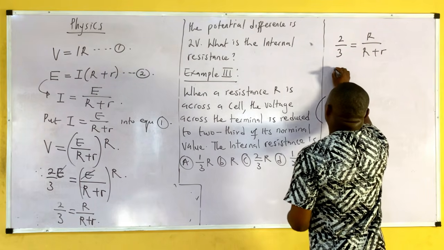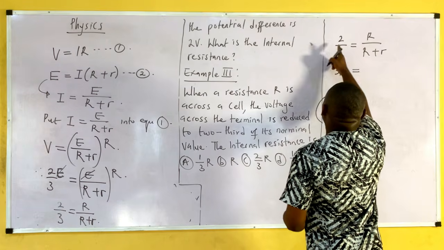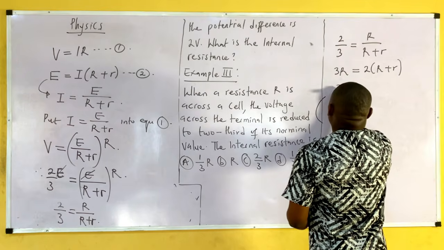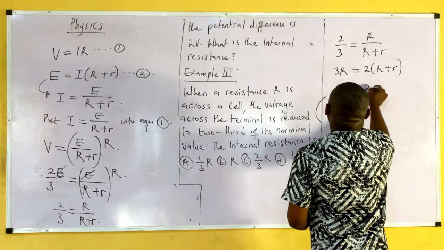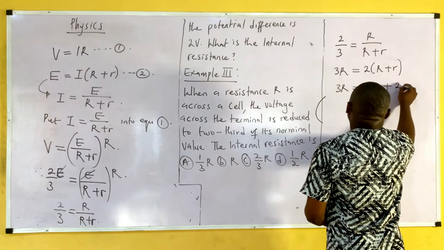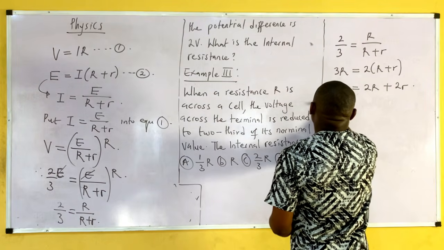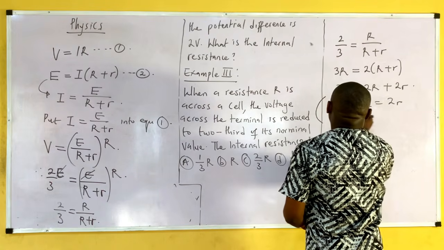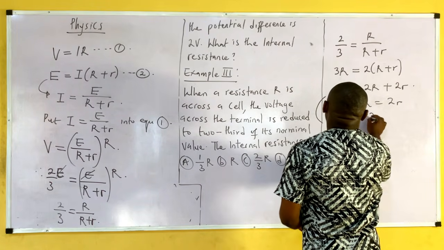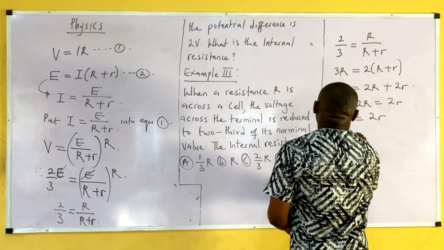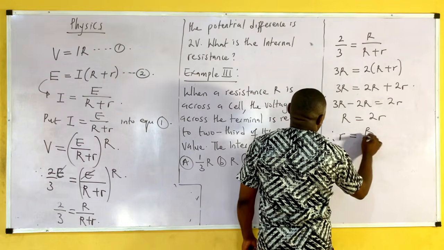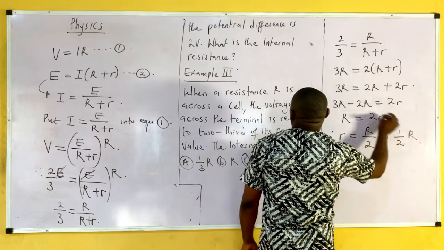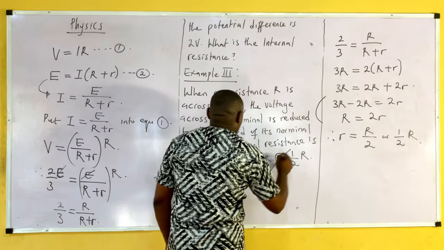Cross multiply, and I have 3R is equal to 2 bracket R plus r. So 3R is equal to 2R plus 2r. Let this come over this way. It becomes 3R minus 2R equals 2r. So this becomes R equals 2r. Therefore, internal resistance is equal to R over 2, or 1 over 2 R. So the answer to this question is D.